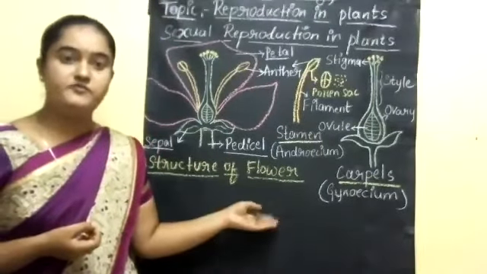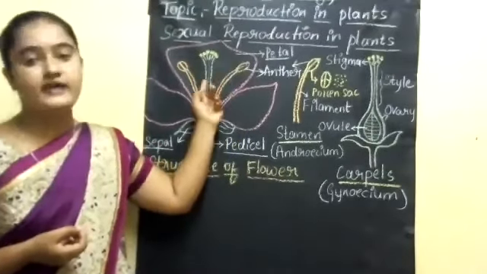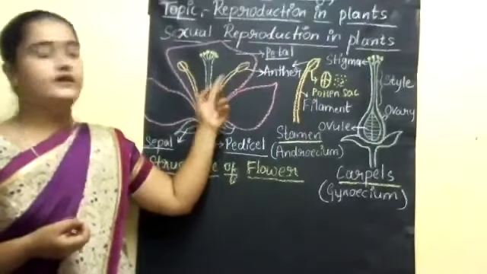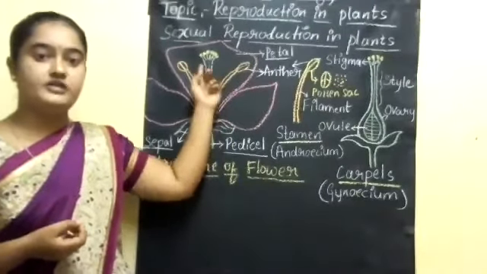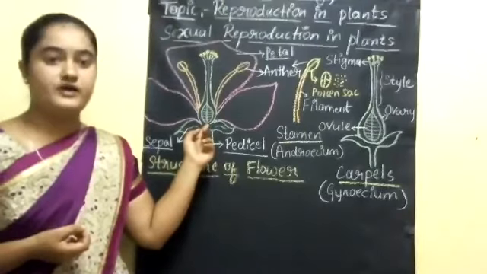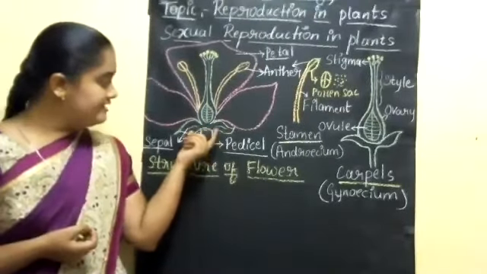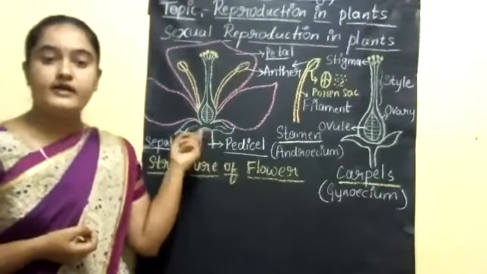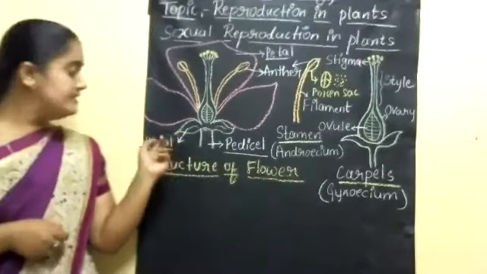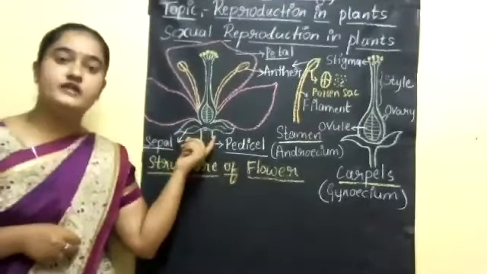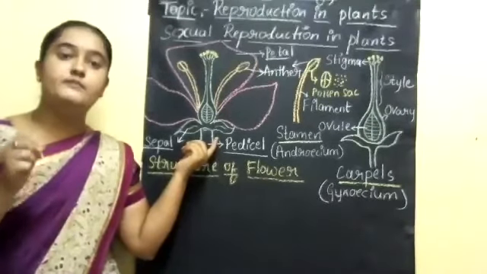The flower consists of mainly four whorls, that is calyx, corolla, androecium, and gynoecium. The androecium is called the male reproductive part, and the gynoecium is called the female reproductive part of the flower. First we discussed the calyx. Calyx consists of single units called sepals. The calyx helps in protecting the bud when the flower is in bud stage.